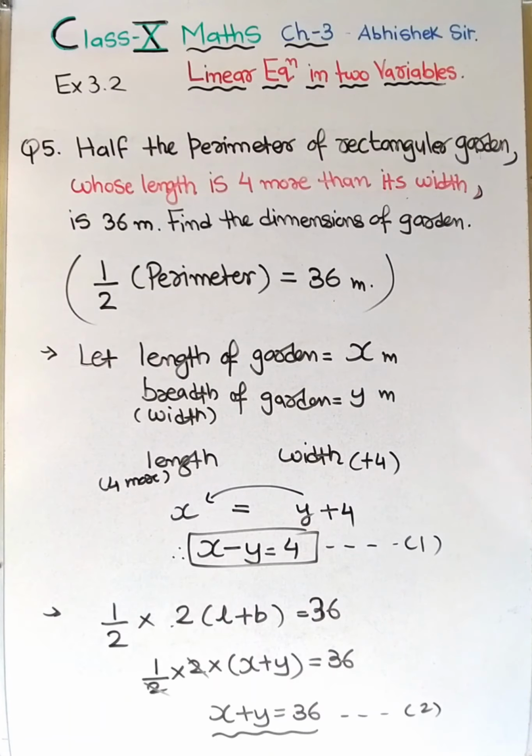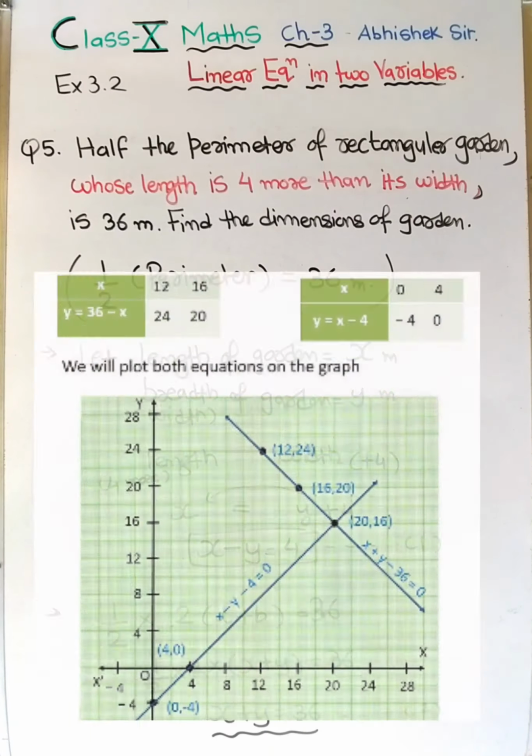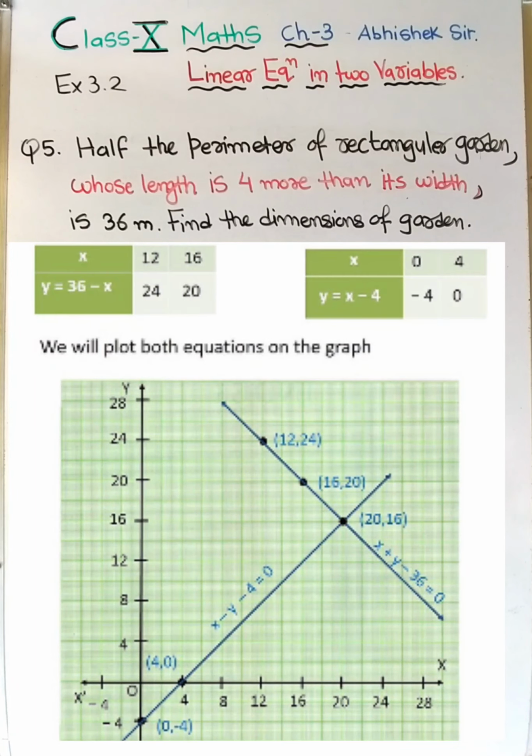Now you see, again we have to form a solution set for each equation, and if we plot those points, we can get a figure and a graph like this. Now if you see carefully, both the lines are intersecting exactly at (20, 16). That is why we can say that the value of length is 20 and the value of breadth or width is 16.